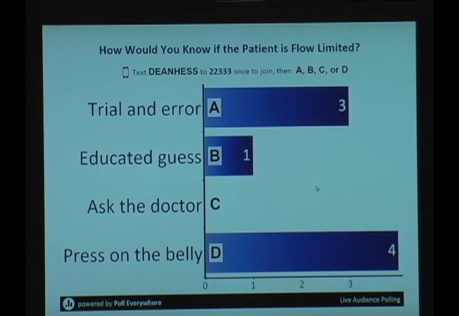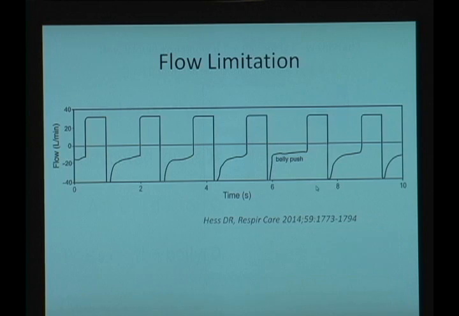Because if you press on the belly and there's no more flow that comes out of the lungs, that is the definition of flow limitation. So the flow is limited so that irrespective of how hard you push, you don't get any more flow. So here's an example.